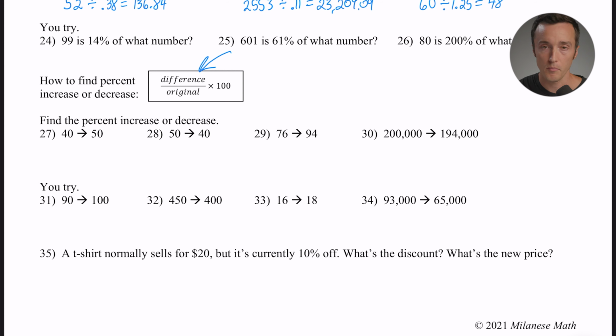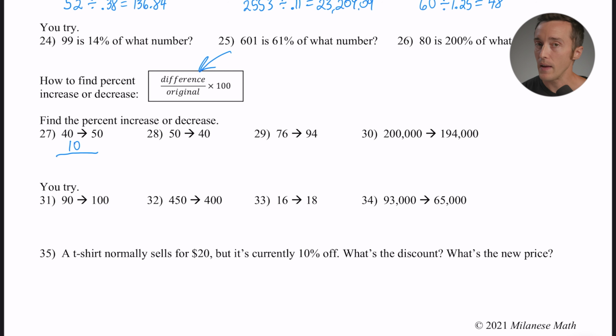So let's take the jeans example. Let's say the jeans went from $40 up to $50, okay? So what would be that percent increase? Well, the first thing I need to do is find the difference between 40 and 50. How much of a difference is there? Well, there's 10, right? The difference between 40 and 50, if you take 50, subtract 40, you get 10.